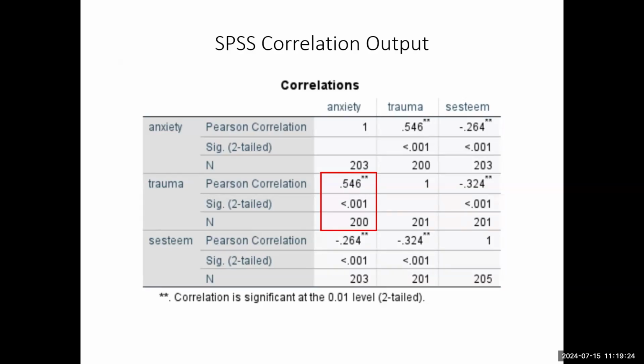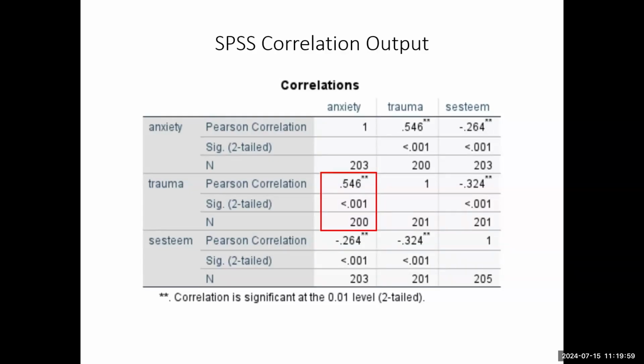The top entry, 0.546, is the correlation between the two variables. Underneath that, we have the significance value, which is less than 0.001, just suggesting that the significance value is a number smaller than that. And the N, or sample size contributing to this correlation, is 200. And that just means that we have 200 observations on the data file who have a valid observation on both of the variables and contributed to the analysis.